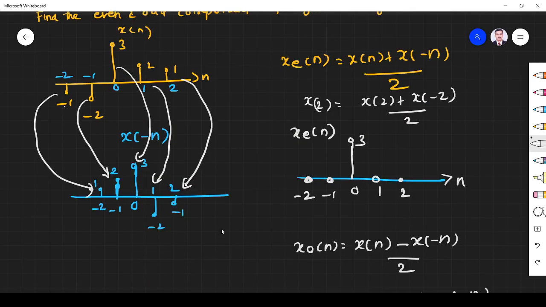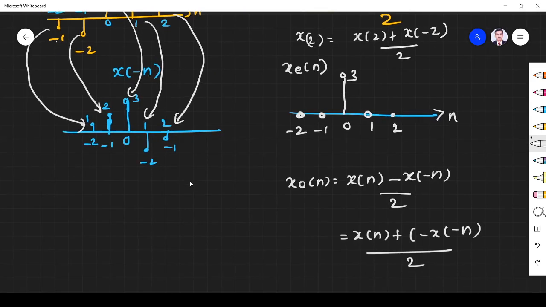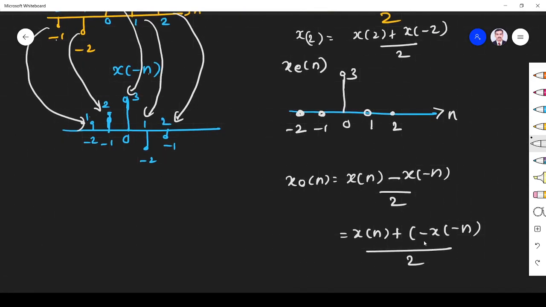Right? What is x of minus n? This is what x of minus n. For that I have to take amplitude minus. So amplitude scaling. So this is x of minus n, this must be multiplied by minus 1. So if you multiply this, plus 3 will become minus 3. Right? 0. Minus 2 will become plus 2.